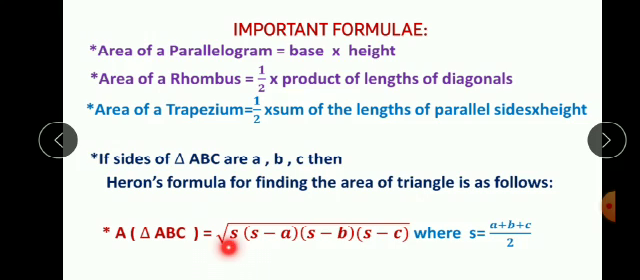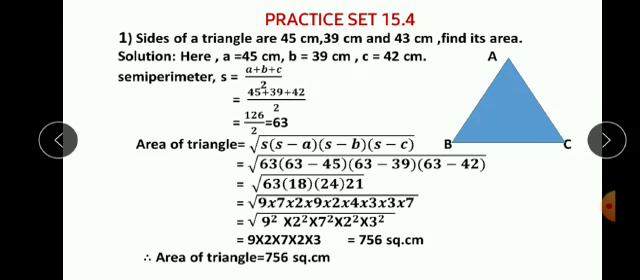Under root S into S minus A into S minus B into S minus C, where what is S? S is the semi-perimeter. And what is the formula for finding the semi-perimeter? S is equal to A plus B plus C upon 2. So these formulas up till now we have seen. Now let us see practice set 15.4.